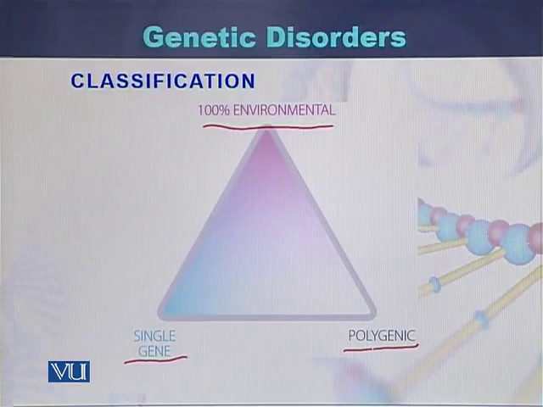If two genes or more than two genes, or one gene and an environmental factor, jointly contribute to the incidence of a disease, then such a disease is called polygenic. While in the case of environmental diseases, there is no effect of genetics.